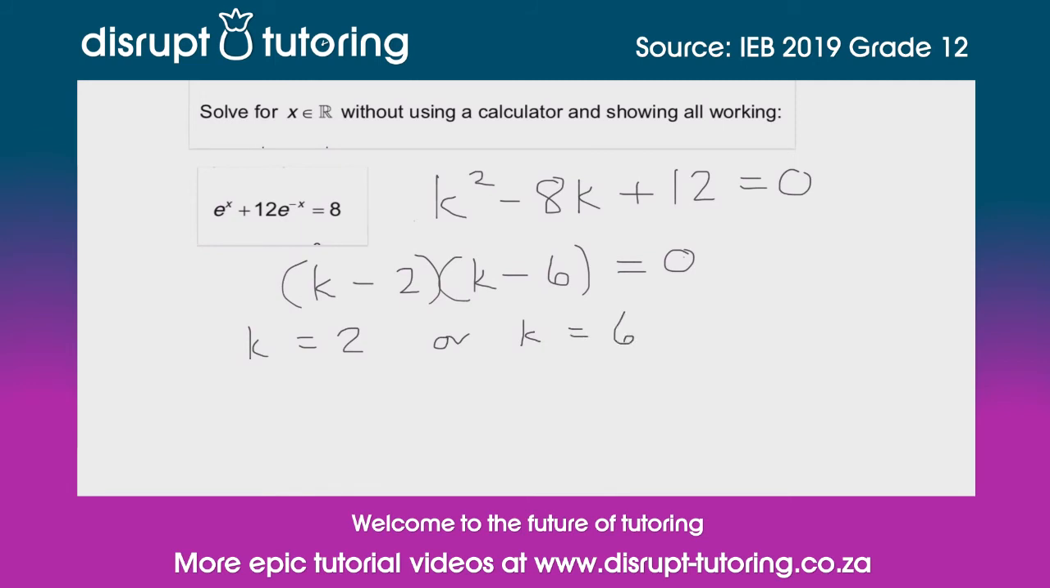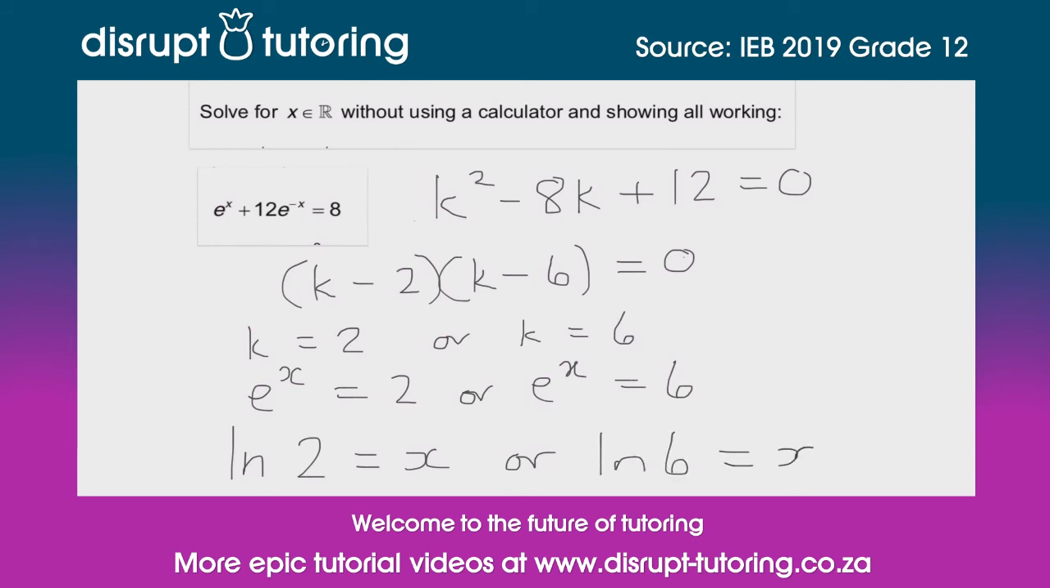But k wasn't k. k was e to the x. So e to the x is 2 or e to the x is 6. Now for us to solve for x, we're going to change these equations into log form. And log base e is ln. And therefore in log form, ln 2 is equal to x, or ln 6 is equal to x.